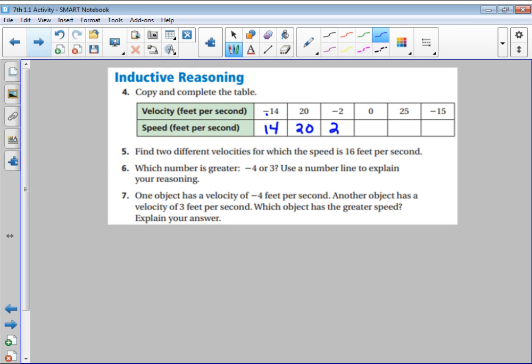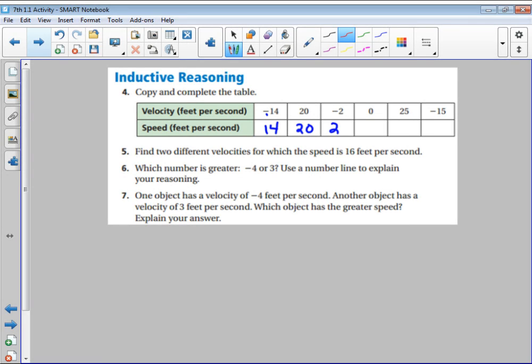Why don't you go ahead and do the last three of 0, 25, and -15 and figure out the speed of each of those. If you're struggling, look back at your first three answers and compare that speed to velocity. Most of you are probably going to make that connection right away. If you need extra time, go ahead and pause the video.